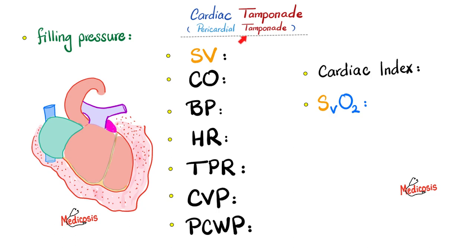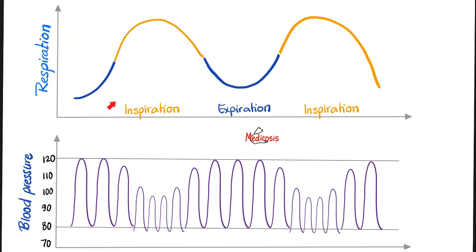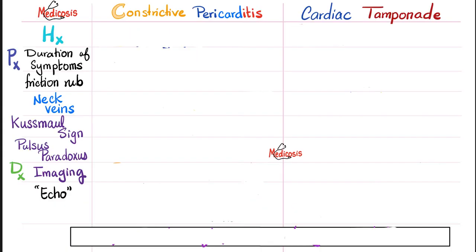Next, here's cardiac tamponade. Tell me, what happened to the filling pressure? How about stroke volume, cardiac output, blood pressure, heart rate, total peripheral resistance, central venous pressure, pulmonary capillary wedge pressure, cardiac index, and the saturation of the venous oxygen, also known as mixed venous oxygen percent saturation. Another question, what is the name of this physical exam finding? Comment below. Last question, can you please compare between constrictive pericarditis and cardiac tamponade based on the following points of comparison?